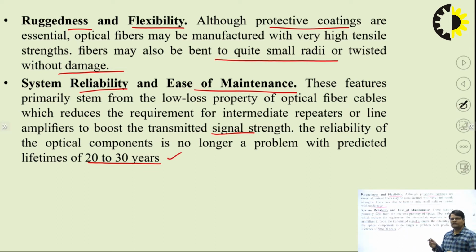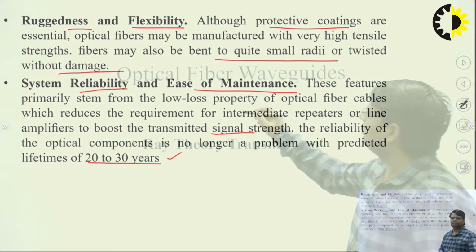And if a system can work for 20 to 30 years, definitely the maintenance cost will be very low. But if we have to do some maintenance, then a skilled person is required, and the initial installation cost is high. These are some disadvantages of the optical communication system.